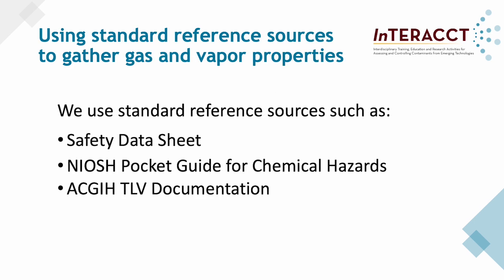In this module, I'll demonstrate how chemical and physical properties of gases and vapors extracted from standard reference sources such as safety data sheets, the NIOSH Pocket Guide for Chemical Hazards, and ACGIH TLV documentation are used to identify the potential exposure routes.